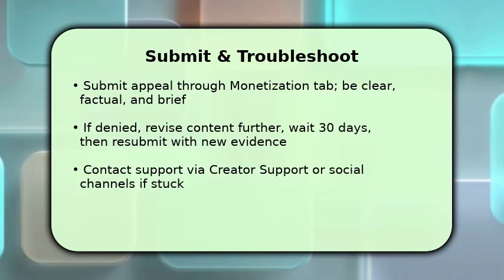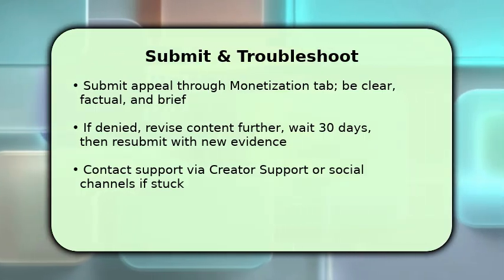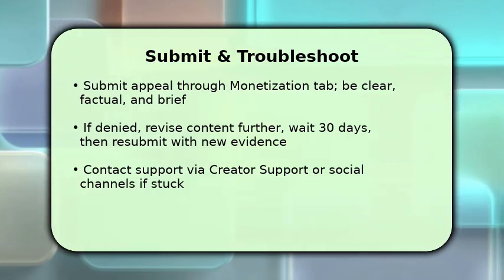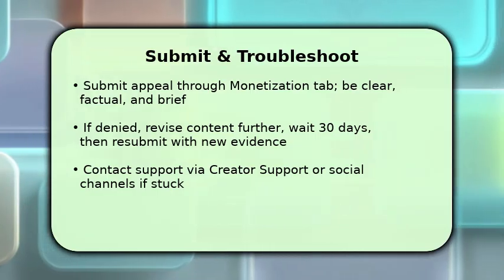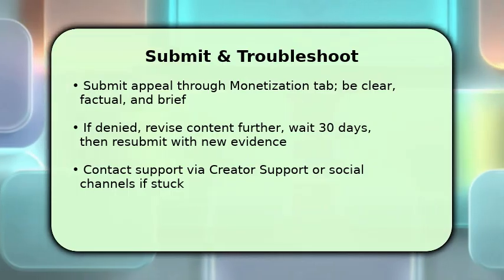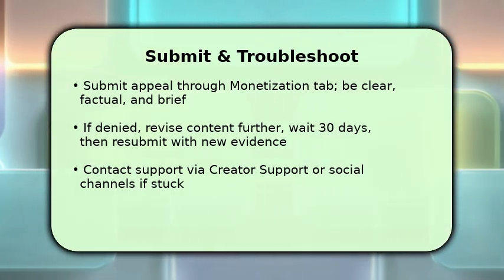Once submitted, monitor email and Studio for responses and continue improving channel signals like consistency and community guidelines adherence. If the appeal is denied, revise content further, gather new evidence, and wait the required period before resubmitting. If you still hit a wall, contact creator support or escalate via official social support channels.